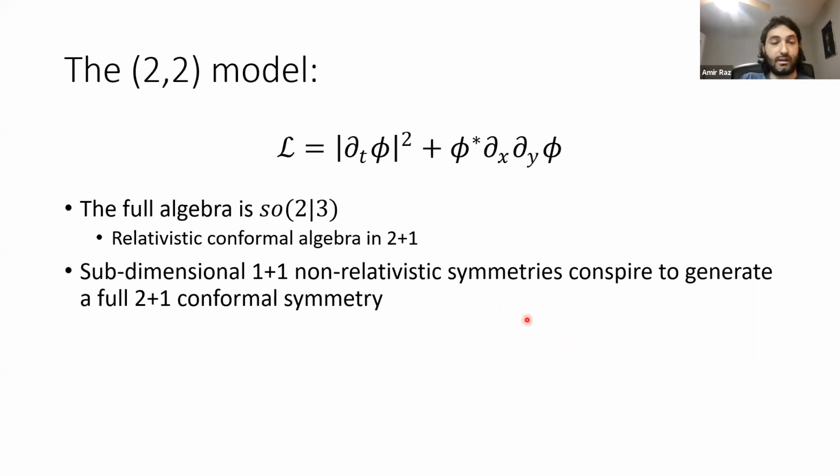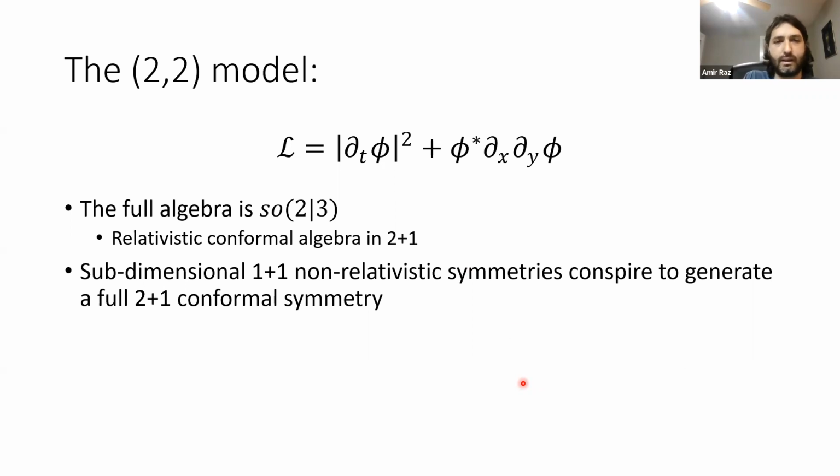And this is, for all of us, well known to be the conformal algebra in 2+1 dimensions. So in this case, just by repeating this very simple example, we saw that the non-relativistic symmetries conspire to generate a full 2+1 conformal symmetry.